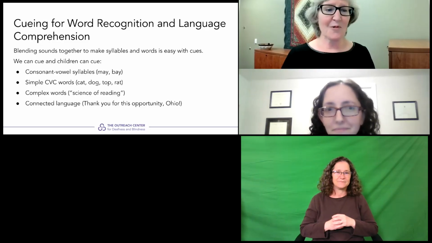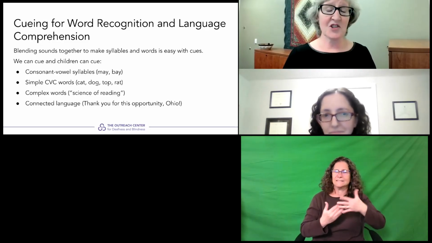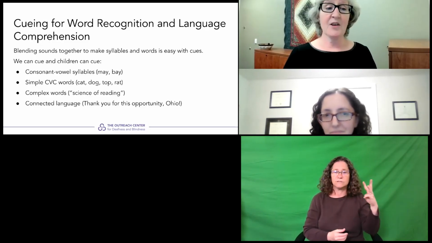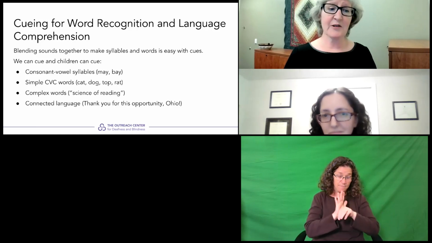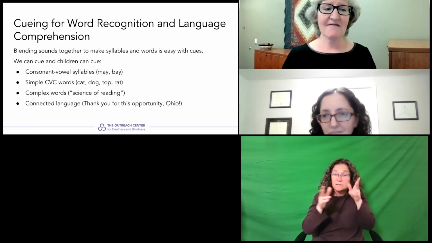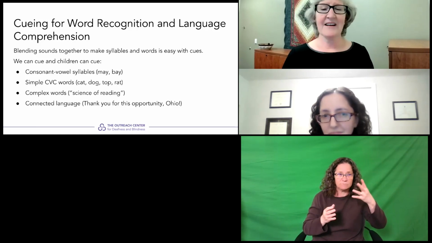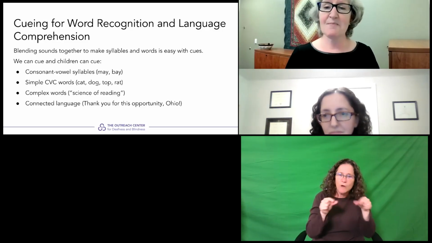It's easy to incorporate cued speech into any multisensory reading curriculum you're using. Using cueing for visual access to phoneme information allows us to convey the vocabulary, the grammar, the semantics and syntax of spoken language.